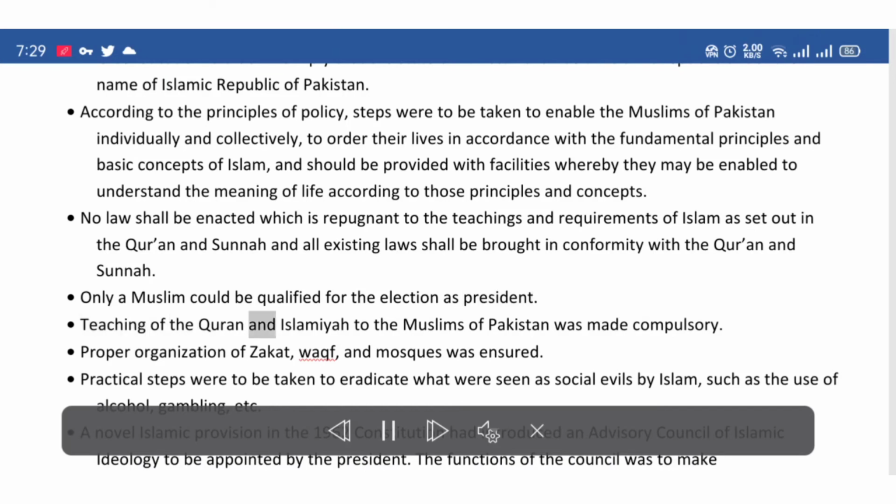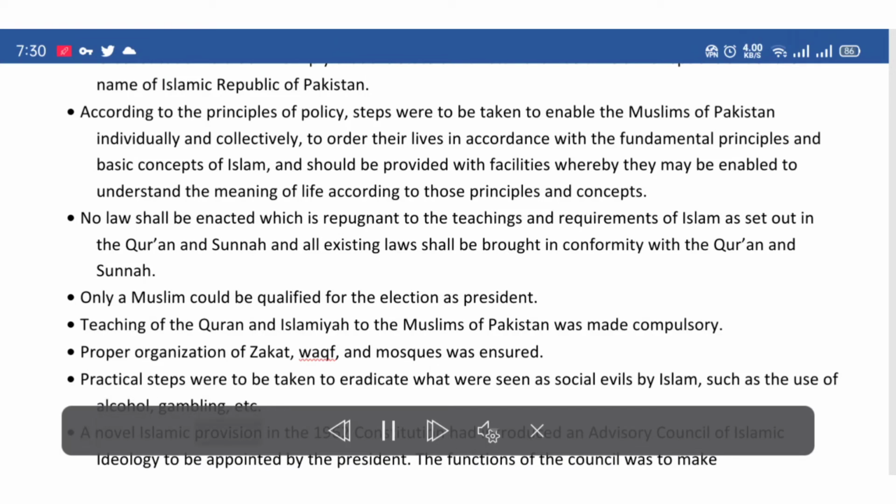Teaching of the Quran and Islamiyat to the Muslims of Pakistan was made compulsory. Proper organization of zakat, waqf, and mosques was ensured. Practical steps were to be taken to eradicate what were seen as social evils by Islam, such as the use of alcohol, gambling, etc.